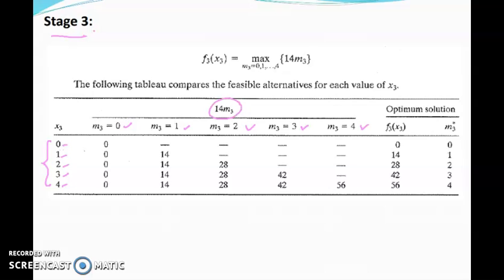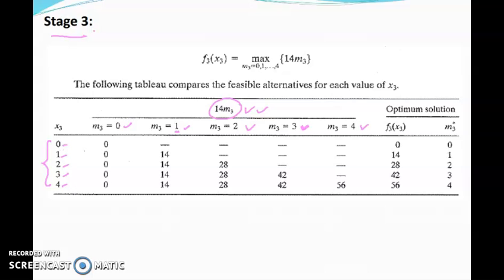So 14 M3 here, where 14 is the revenue for item 3. That's why we have 14 M3. This is because if our decision is to take 1 unit of item 3, it will be 14 times 1. If we choose 3 units of item 3, the revenue will be 14 times 3. Remember, because we want to maximize our returns, that's why we put the objective here.